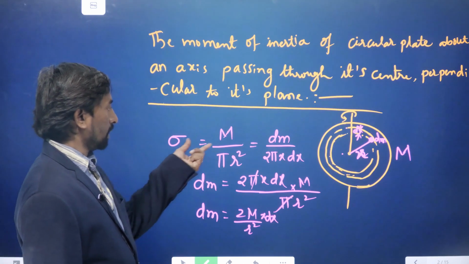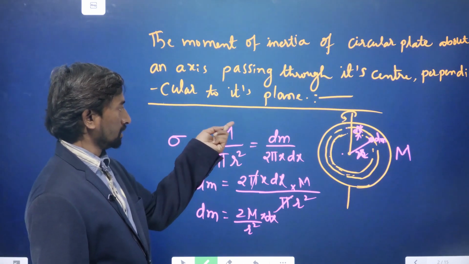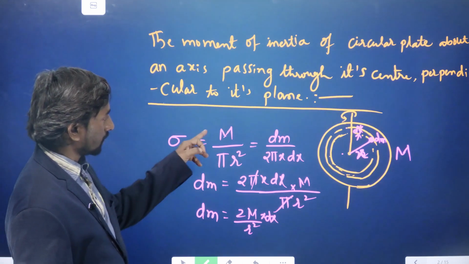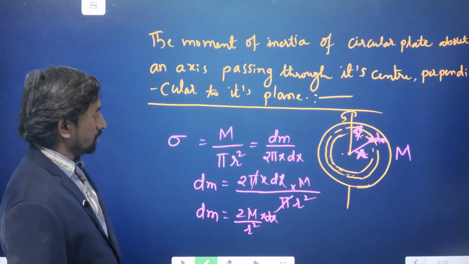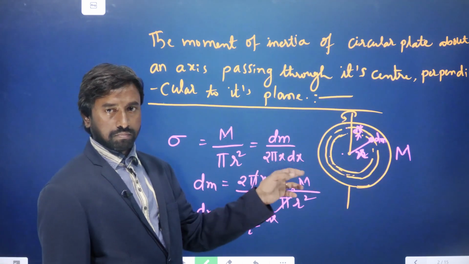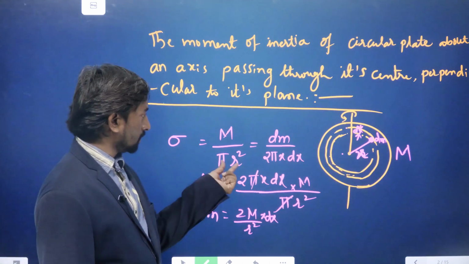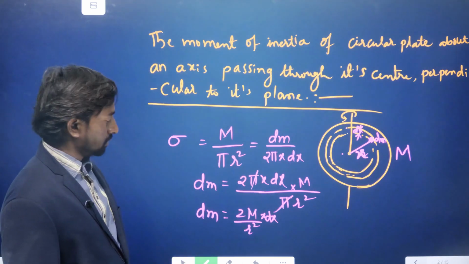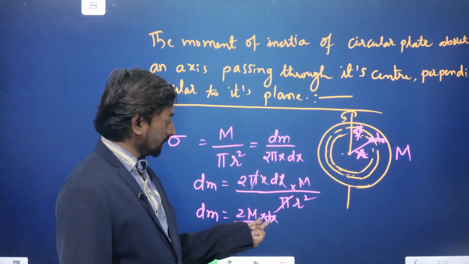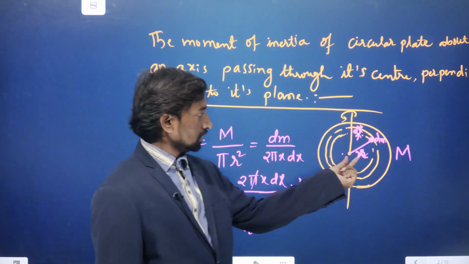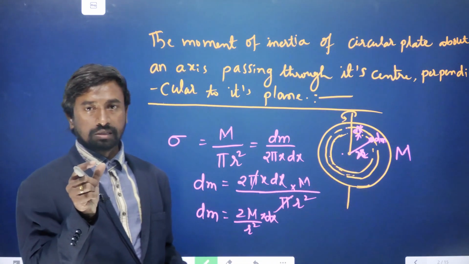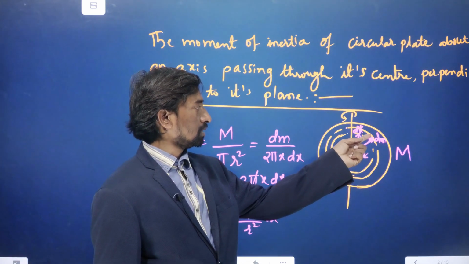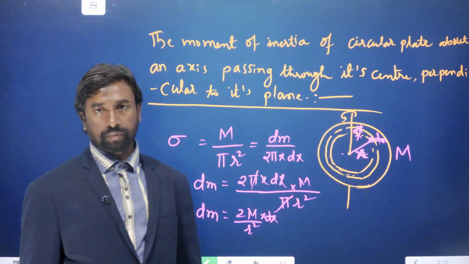So surface density is mass per unit area. Capital M will be the mass of the circular plate, and R will be the radius of the circular plate, or circular disc. Then here x and dx. So dm will be the differential mass. We consider the differential mass throughout the circumference of the circular plate.